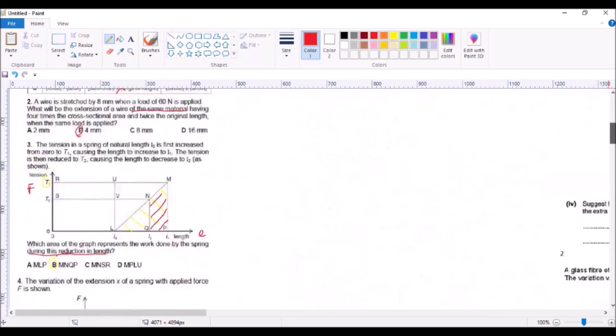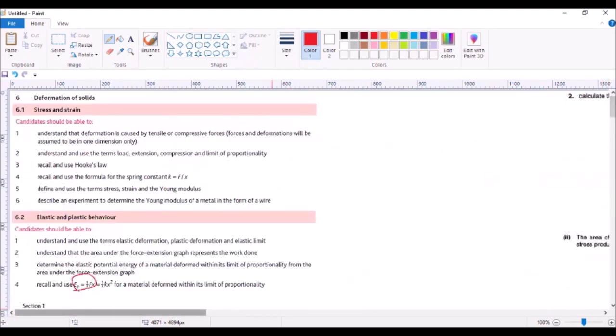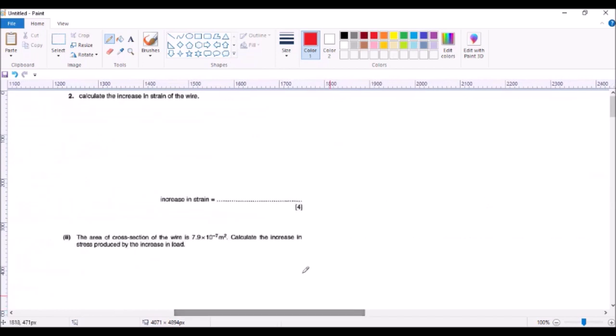Where are the other questions? Let's go up. Calculate the increase in strain of the wire. Strain is extension over original length.